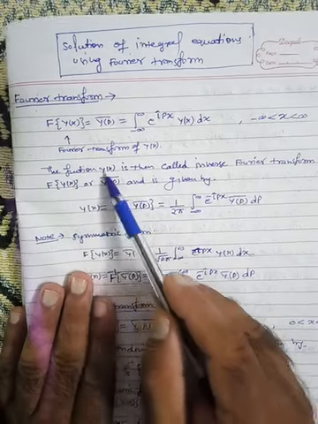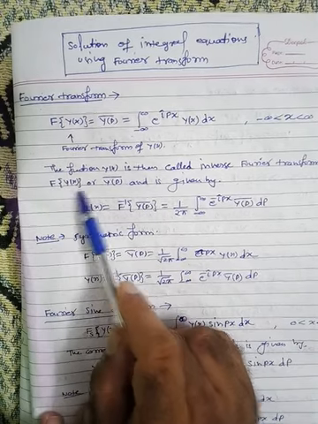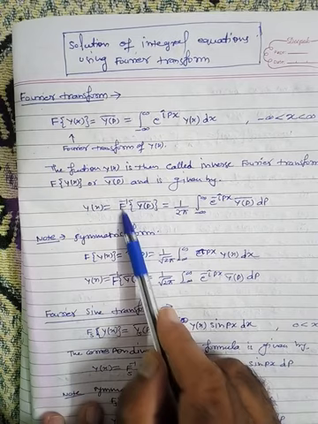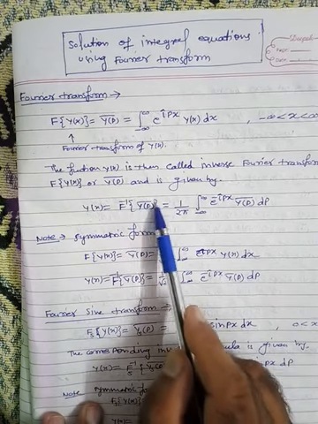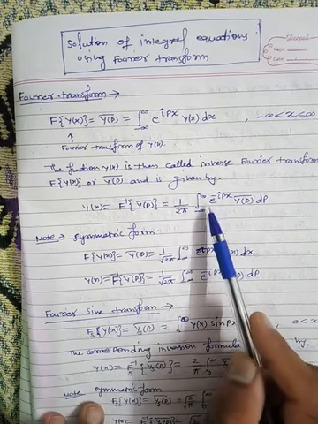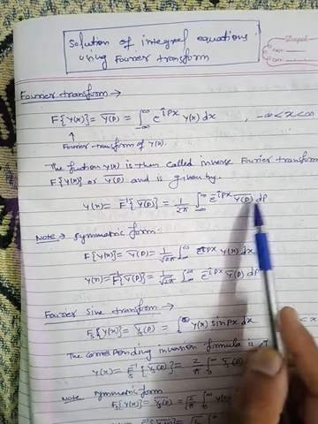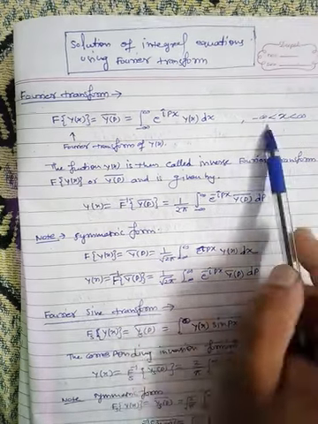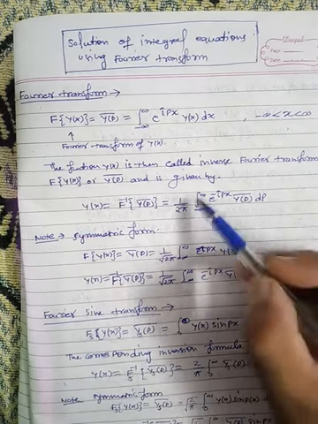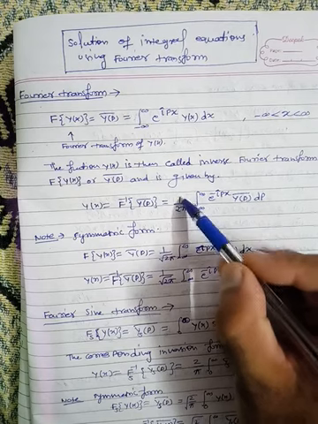Now the function y(x) is then called the inverse Fourier transform of y(p) bar, and is given by y(x) equals the inverse Fourier transform of y(p) bar, which is equal to 1 by 2 pi times the integral from minus infinity to infinity of e raised to the power minus ipx multiplied by y(p) bar dp. So this is the Fourier transform. This is the inverse Fourier transform. Okay, now here we have only 1 multiplied by 1, here we have multiplied by 1 upon 2 pi.